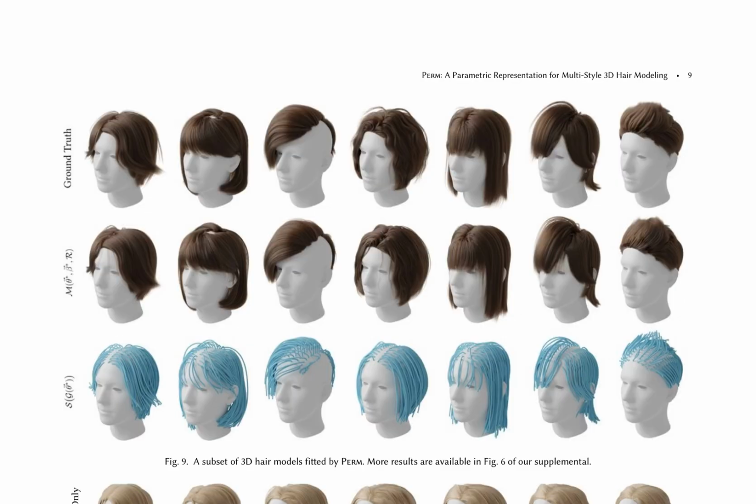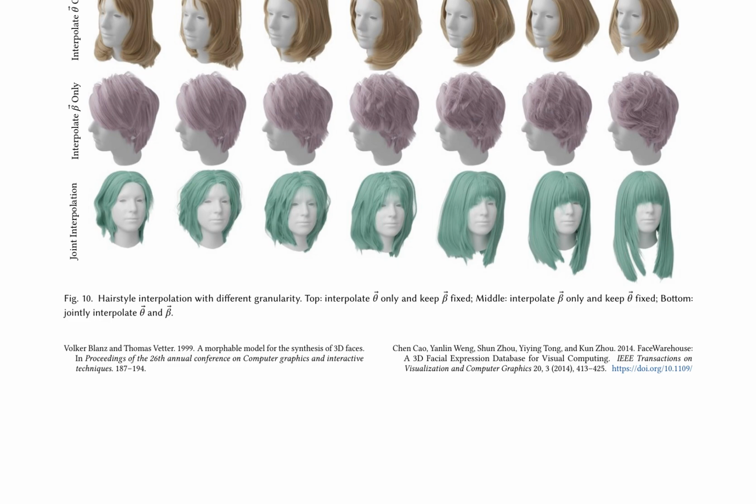The research focuses on developing a parametric representation for multi-style 3D hair modeling, aiming to improve the accuracy and efficiency of hair modeling from a single image. The authors introduce Perm, a novel parametric model that can fit a wide range of hairstyles. This is achieved through a subset of 3D hair models fitted by Perm, showcasing its versatility.